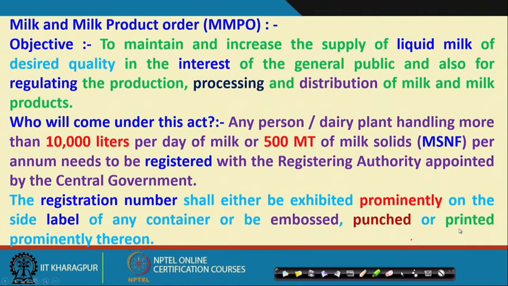The Milk and Milk Product Order, MMPO: the objective is to maintain and increase the supply of liquid milk of desired quality in the interest of the general public, and also for regulating the production, processing and distribution of milk and milk products. Who can come under this act? Any person or dairy plant handling more than 10,000 liters per day of milk or 500 metric tons, MT. MT is for metric ton.